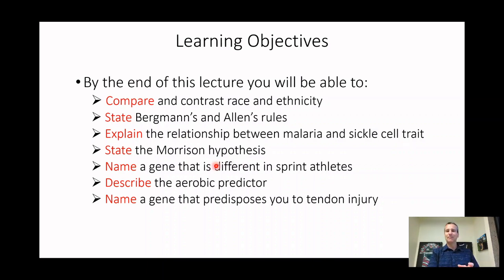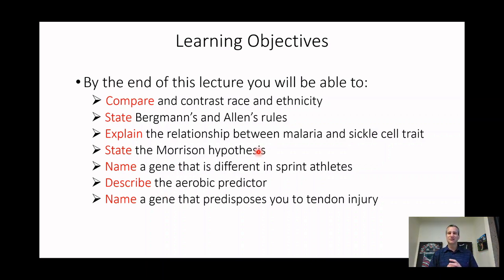This is a hypothesis as to why athletes coming from Jamaica are great sprinters. Morrison, a Jamaican medical professional, came up with this hypothesis as to why there are so many great Jamaican sprinters. You should be able to name a gene that's different in sprint athletes than endurance athletes. You should also be able to describe something called the aerobic predictor.